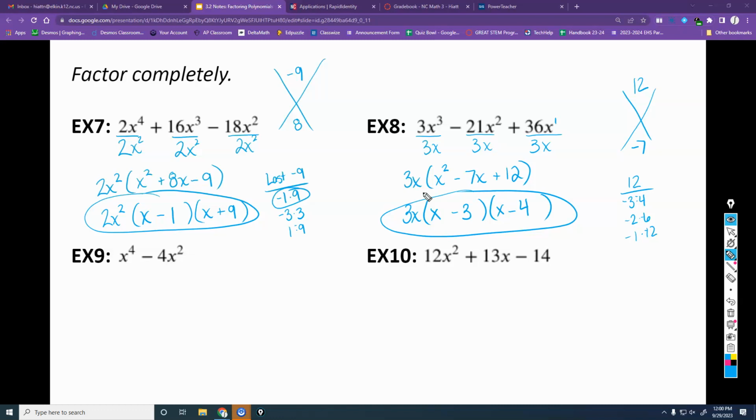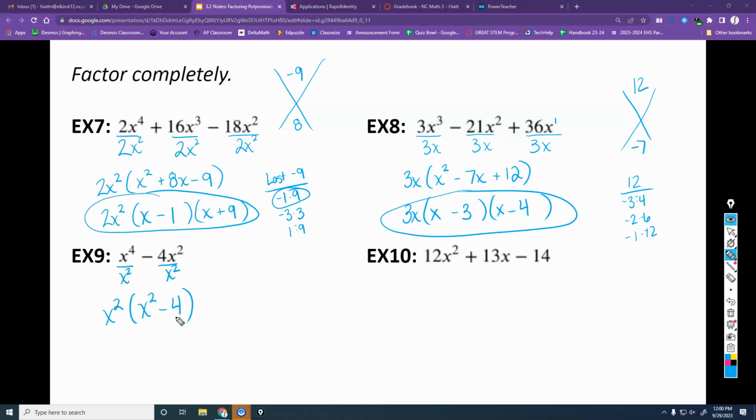Okay. For number 9, we're looking for a greatest common factor there. Rhett, what would my greatest common factor be? One is the only number I could take out, but 1 won't really do anything. How about variables? How many x's could I take out? 2. So we can divide by x squared right here. So we've got x squared, and then we'll have x squared minus 4.